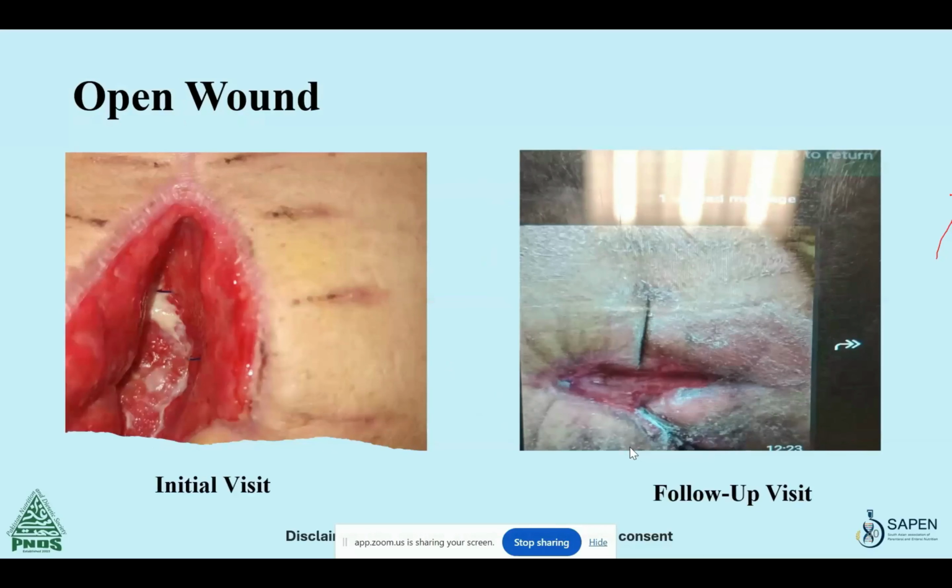This was her open wound. On the initial visits, the wound is like this, and on the follow-up visit after 15 to 20 days, the wound is slowly and gradually healing, and it becomes like this. And the patient controlled her ostomy output. She increased her hydration and maintained her electrolytes as well, and her sugar ranges were also maintained.